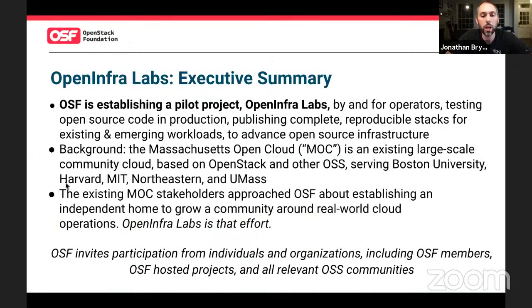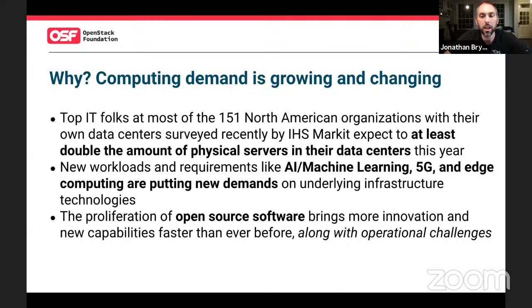And if we look at what we see as kind of the key drivers for why we need something like this, we see that, again, demand for cloud and demand for infrastructure is exploding. There was a recent IHS market survey that said that people are expecting to double the amount of physical servers in their data centers through this year, which is really a hard stat to comprehend, that people are planning to double their capacity. And I talked already about some of these new workloads and the proliferation of open source. And you put all of that together, and what it means is that we need better automation. We need more scalable systems for managing our infrastructure, and we need tighter integration between the infrastructure components, the application components, and the software itself.